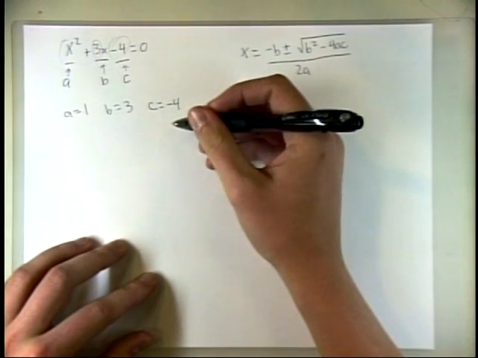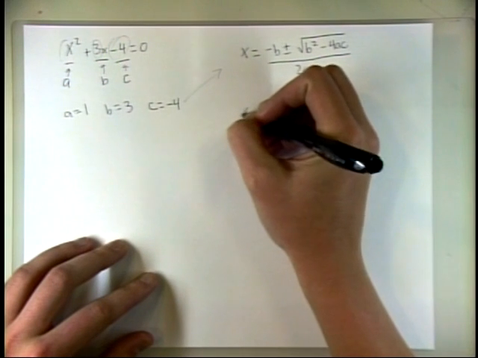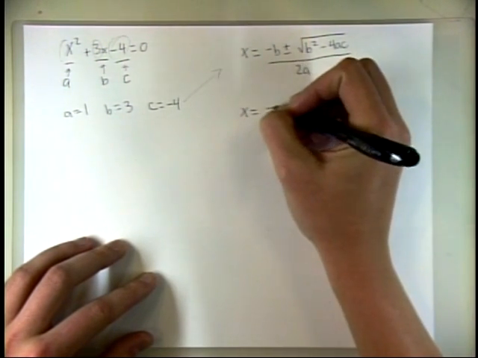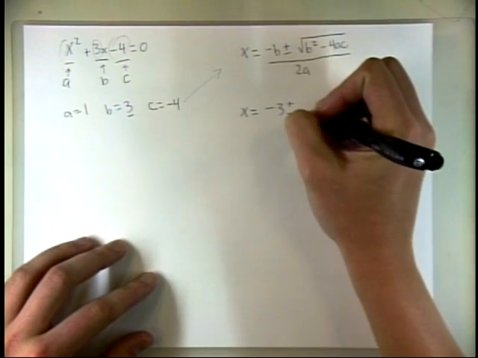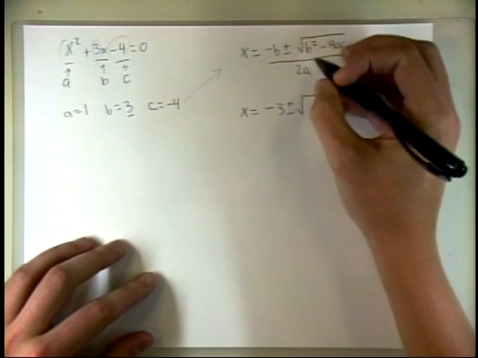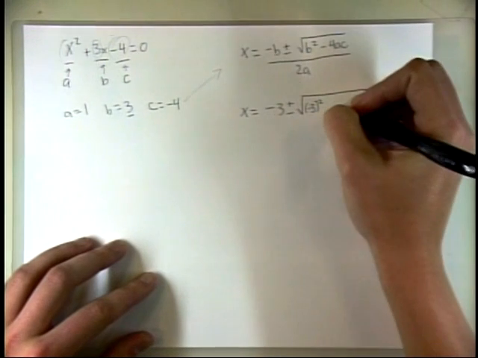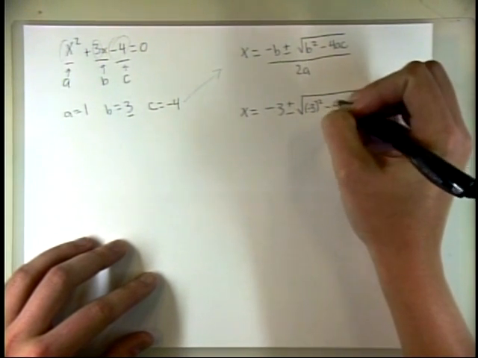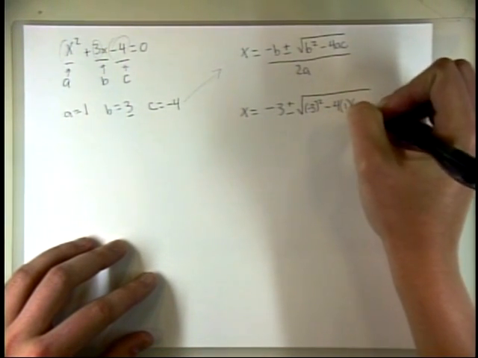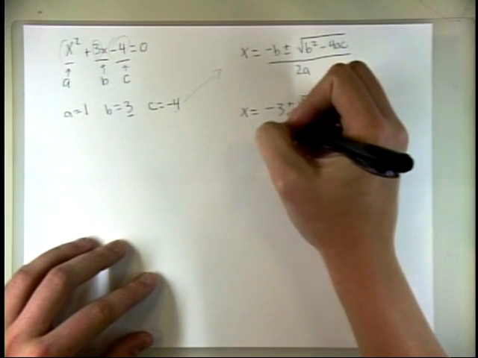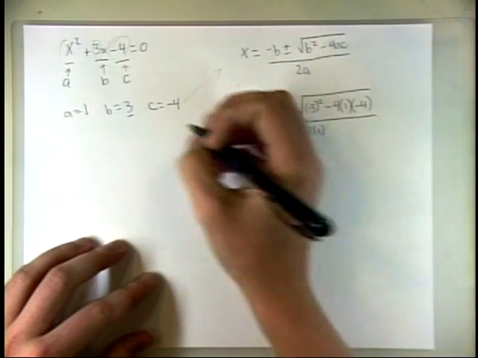The next step from here is to go and plug all of these into your formula. So you're going to have x equals negative 3, because that's your b value here, plus or minus the square root of your negative 3 squared, because that's your b, minus 4 times 1, because that's your a, times negative 4, because of your c, all over 2 times 1, because that's your a again.